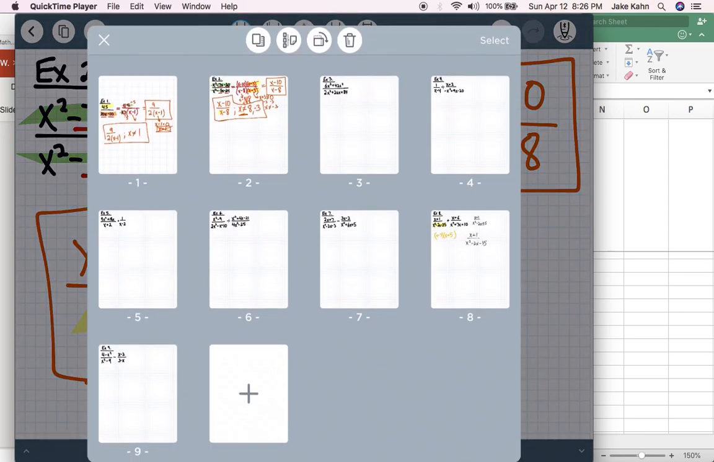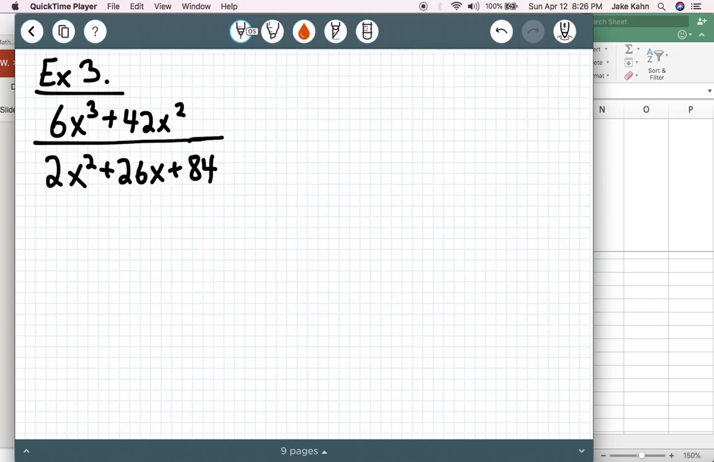One more example of just looking at a single rational expression rather than looking at two where there's an operation in between them. We have 6x cubed plus 42x squared divided by 2x squared plus 26x plus 84. Feel free to start this out on your own if you'd like.